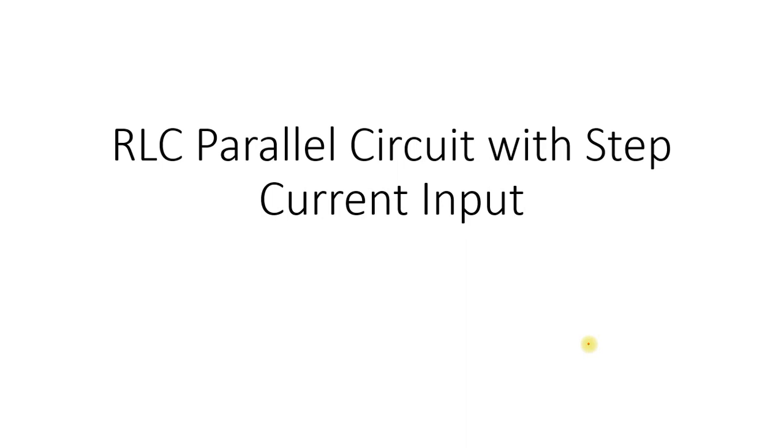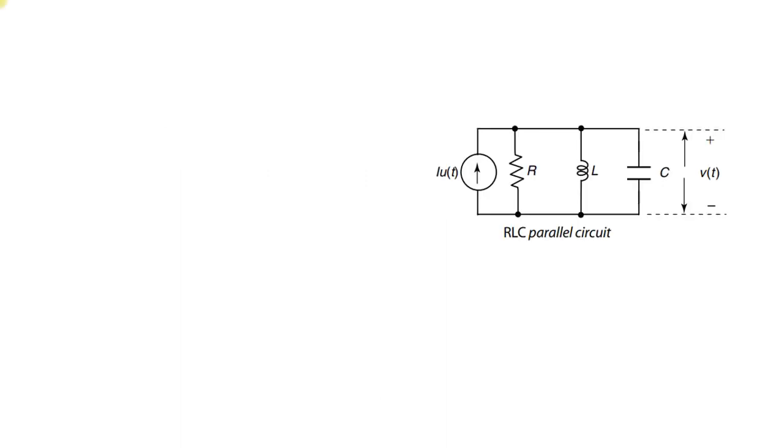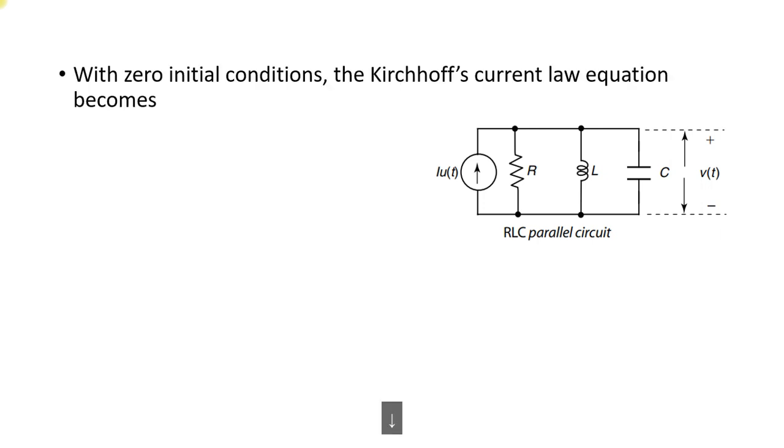In today's lecture, we are going to see the transient response of an RLC parallel circuit with step current input. This is a typical RLC parallel circuit with a current source of I times u(t). The voltage across the elements is taken as v(t), and I apply KCL at this node, and I take the initial conditions as 0.